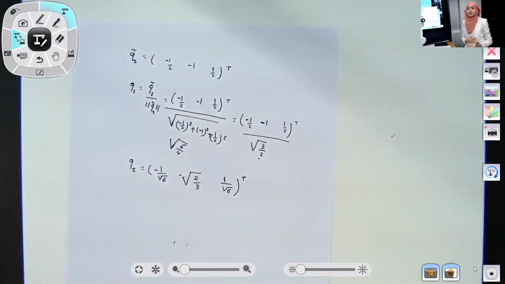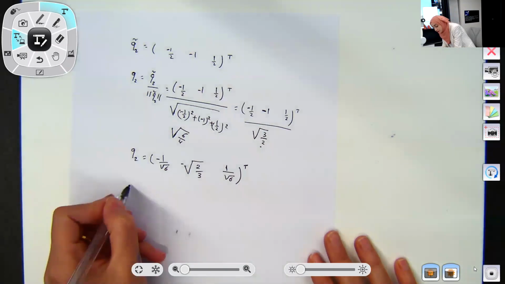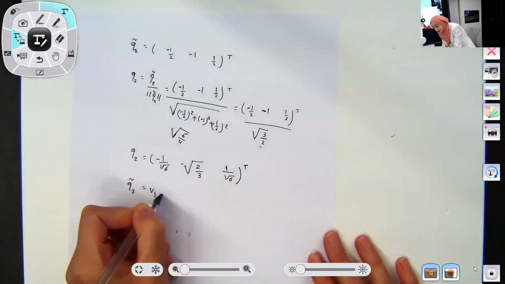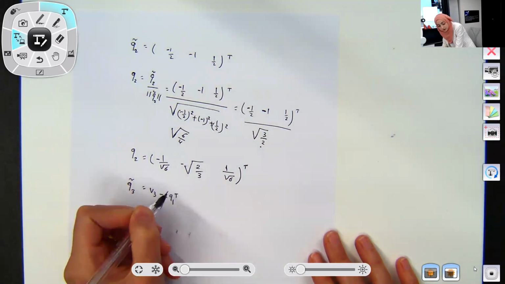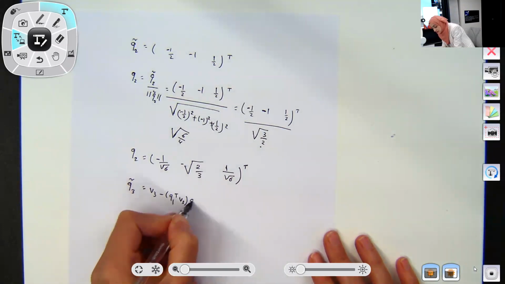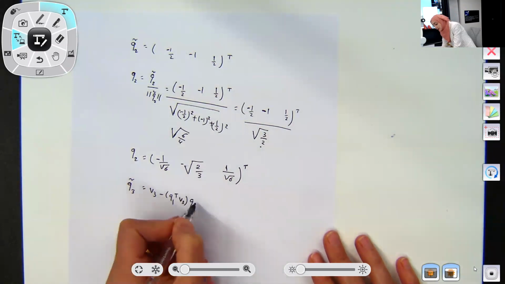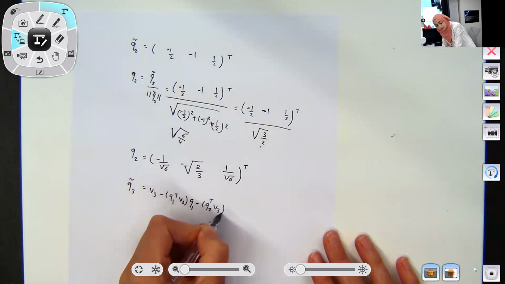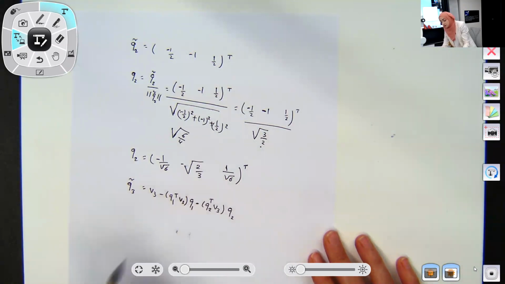So we found the value of q1 and the value of q2. We need to find the value of q3 tilde. To find the value of q3 tilde, we need to apply Gram-Schmidt again. This is equal to v3 minus q1 transpose times v3, and all of these multiplied with q1, minus q2 transpose times v3, and all of these multiplied with q2.